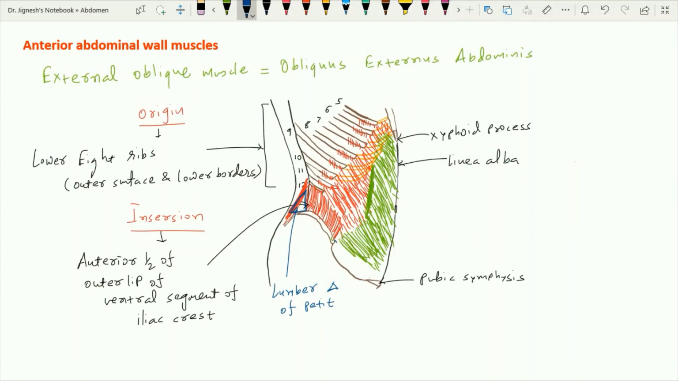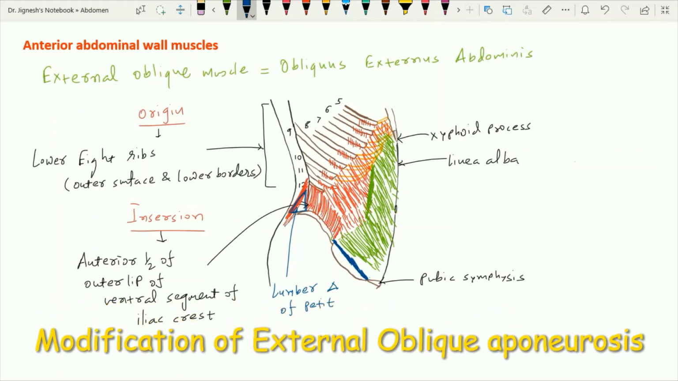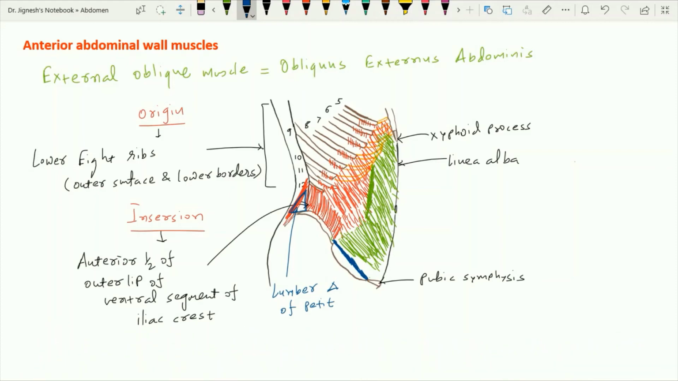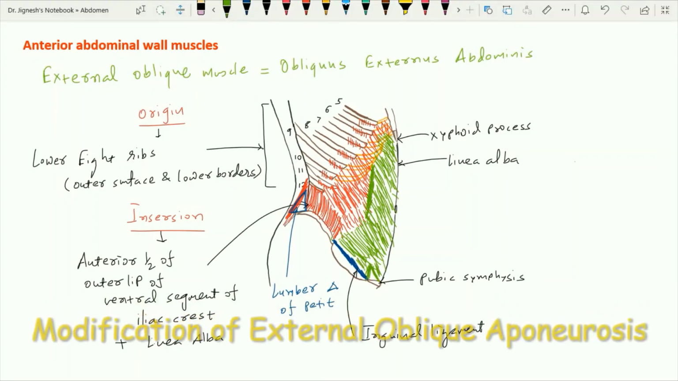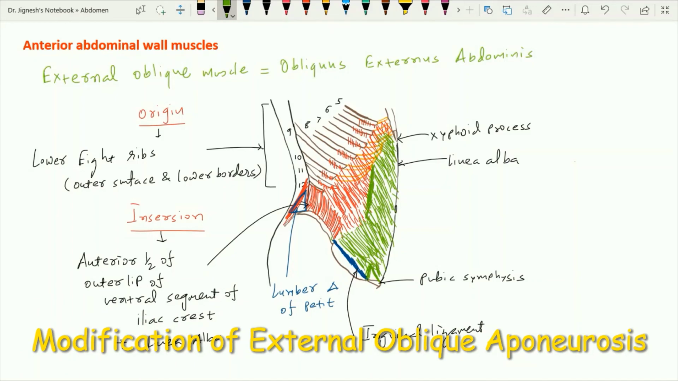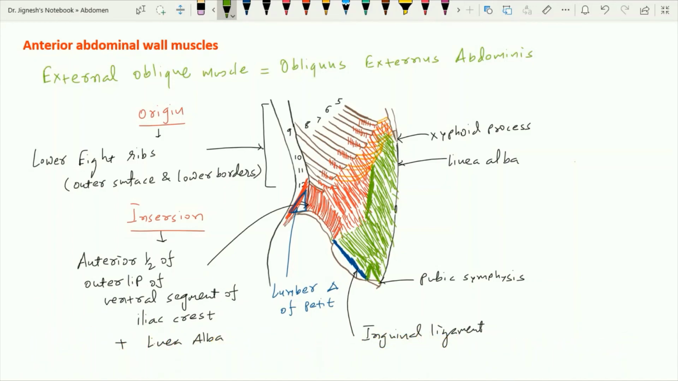The lower margin of this aponeurosis, which extends from the anterior superior iliac spine to the pubic tubercle, forms a ligament, and this is called the inguinal ligament. So the inguinal ligament is nothing but the lower free margin of the external oblique aponeurosis. Just above the pubic tubercle, this external oblique aponeurosis has one triangular gap within it, and this gap is called the superficial inguinal ring.